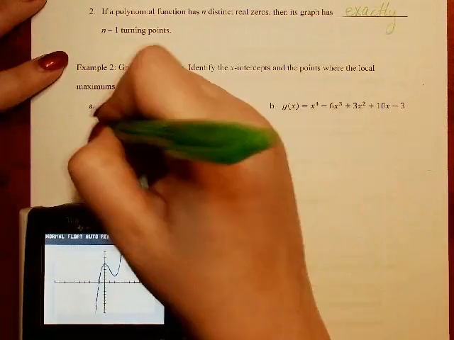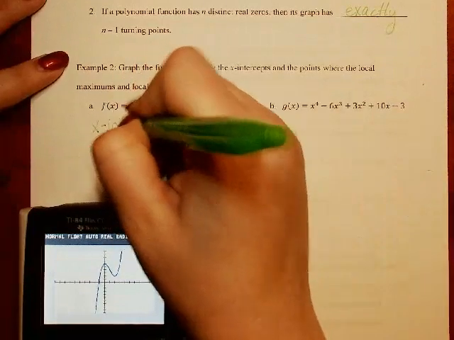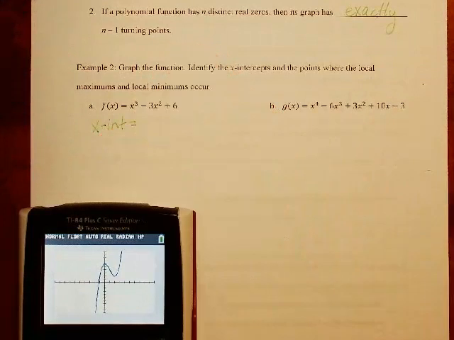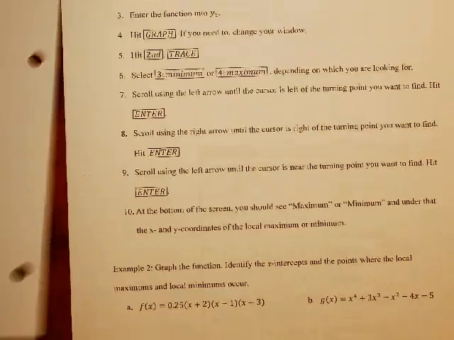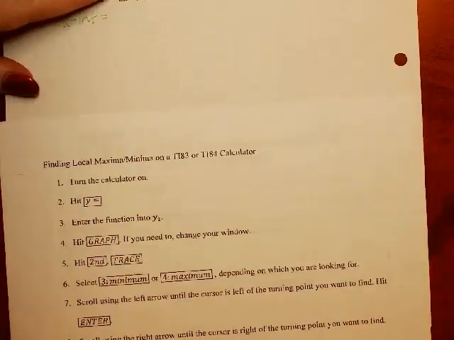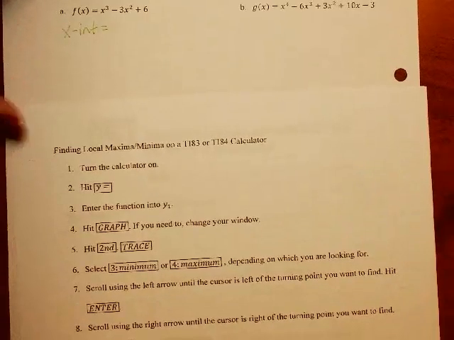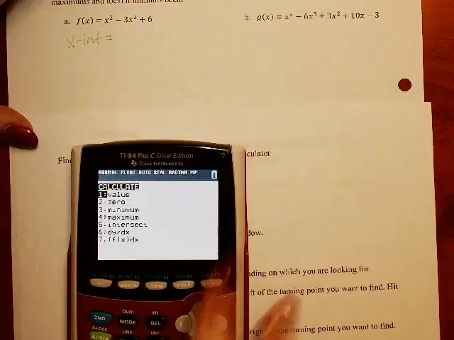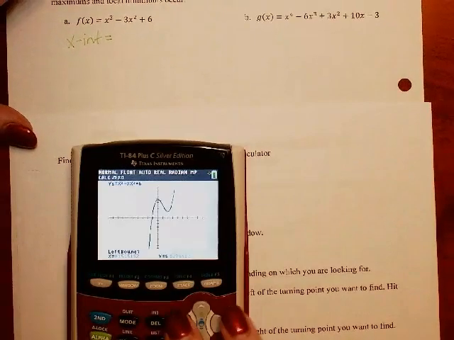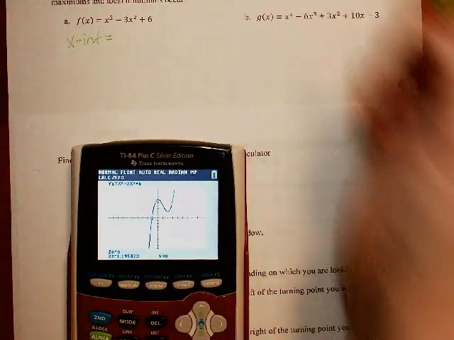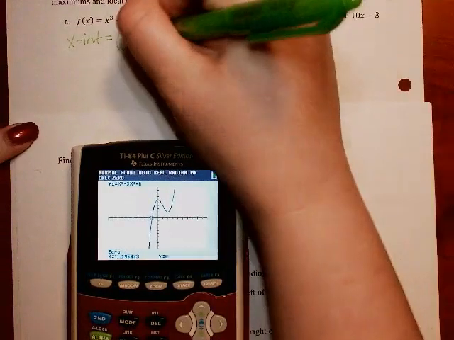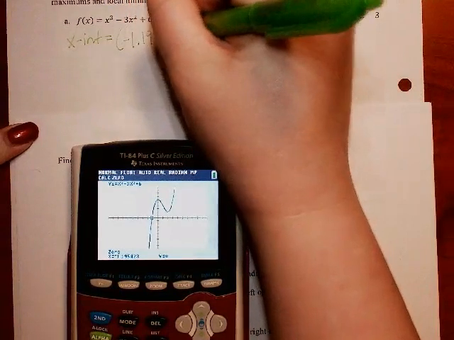So for the x-intercept, we are going to hit second trace. These directions should be on the next page. Yep. Okay. To find the x-intercept, we're going to do what we did yesterday. So second trace, zero. Going to scroll to the left until we're past our zero, and scroll to the right until we're past our zero, and then try to get as close as we can. We get that our x-intercept is negative 1.1960.